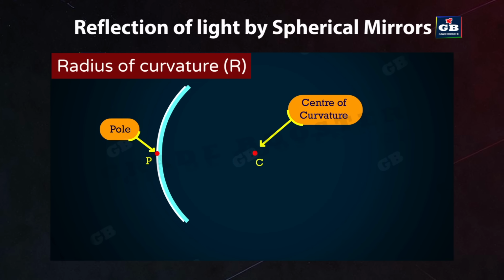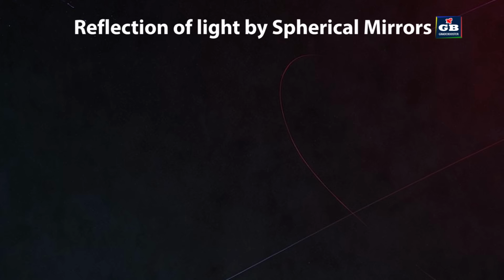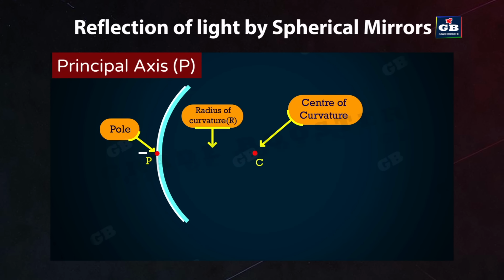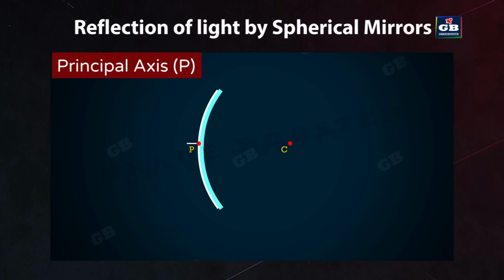Radius of curvature. The radius of curvature R of a spherical mirror is the radius of the imaginary sphere of which the mirror is a part. Principal axis. The line joining the pole and center of curvature is called the principal axis. We should remember that the principal axis is normal to the mirror at its pole.